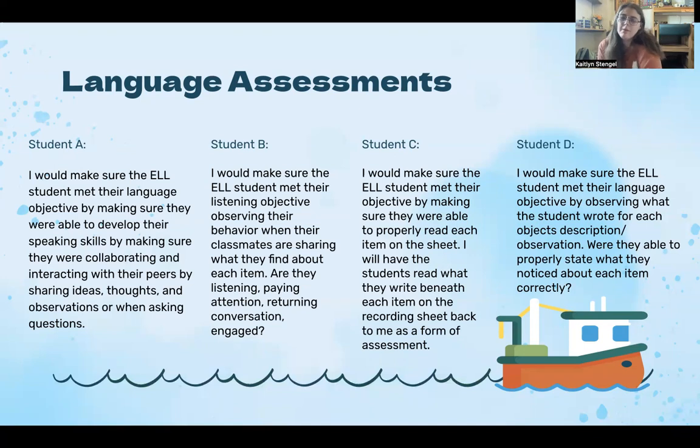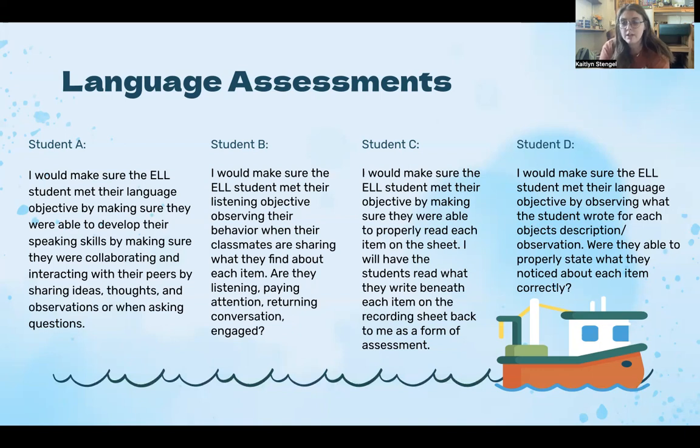I'll have the students read to me what they write beneath each item on the recording sheet as a form of assessment. So after the activity is complete and they wrote down even simple words, like underneath the wooden block, if they just wrote light because the block is light in weight, I would have them read back to me what they wrote in each square as a form of assessment to make sure that they are reading what they are writing.